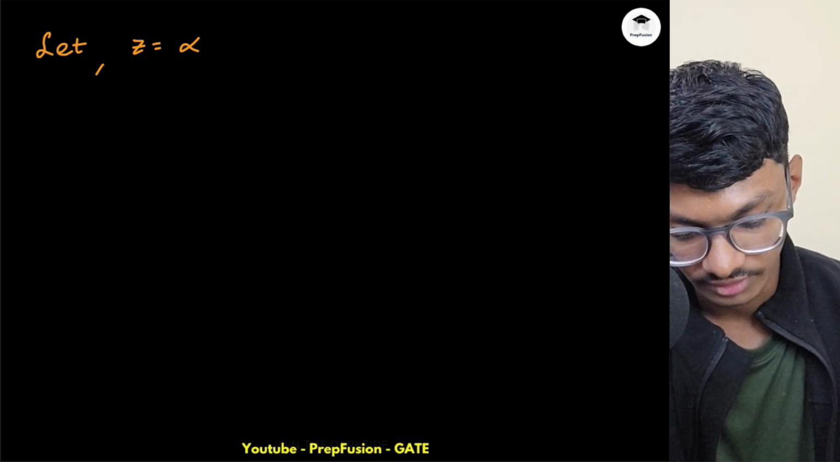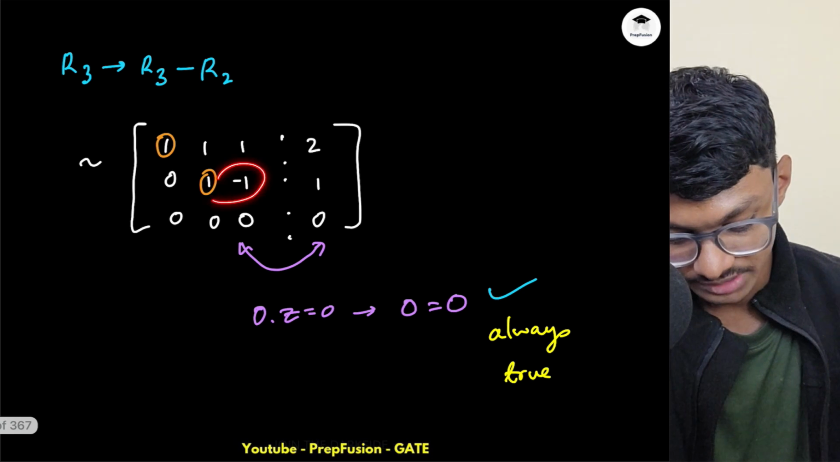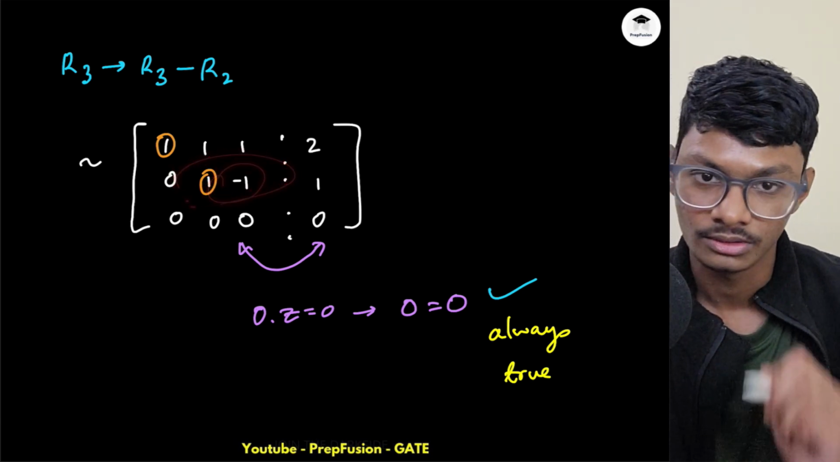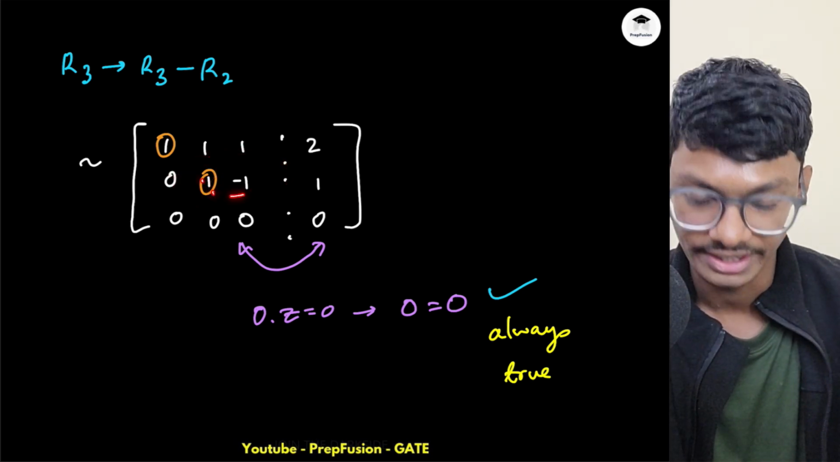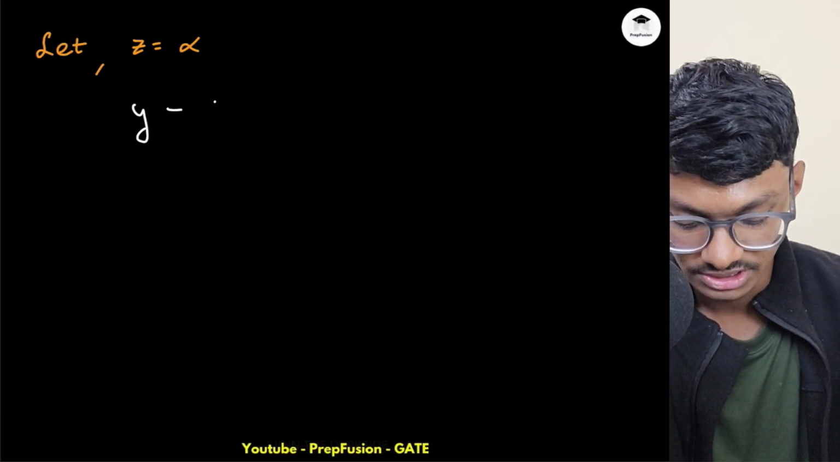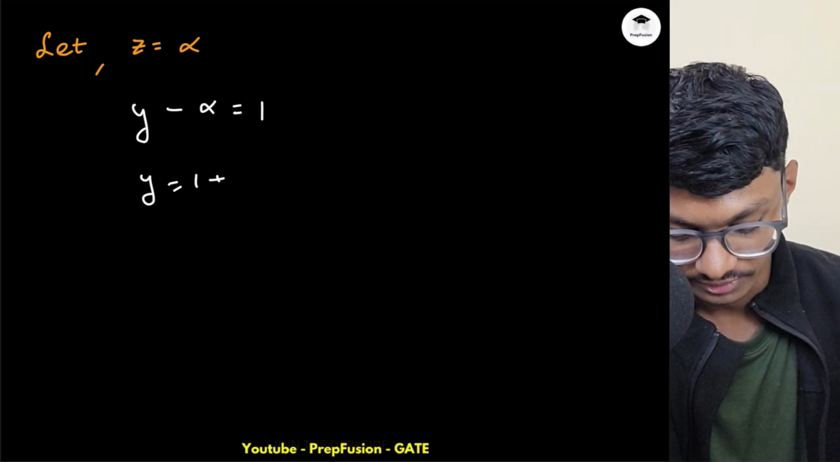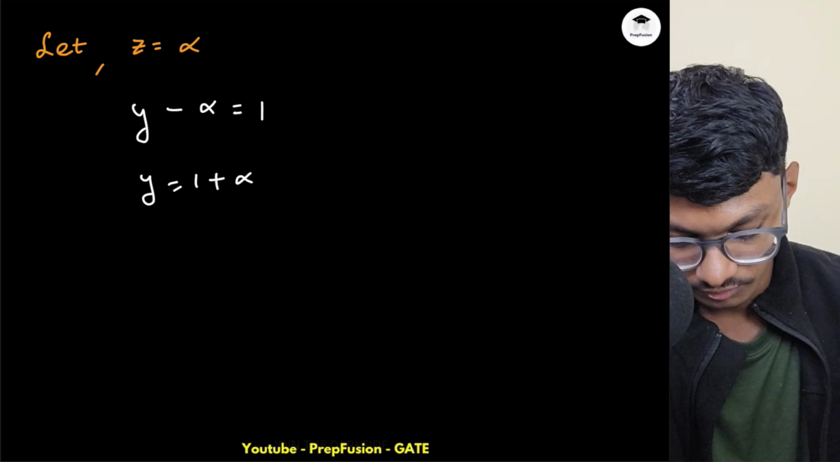If Z is equal to alpha, then what will my y become? I will replace Z in this equation. This is 1 times y minus Z equals 1. So 1 times y is y, minus Z, and Z is alpha, equals 1. So what will be my y? Y will be 1 plus alpha.